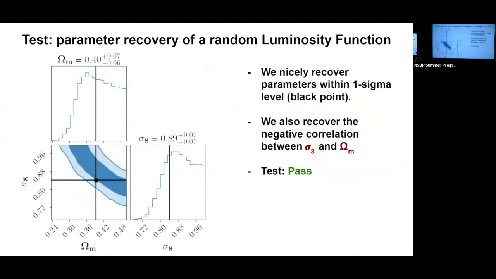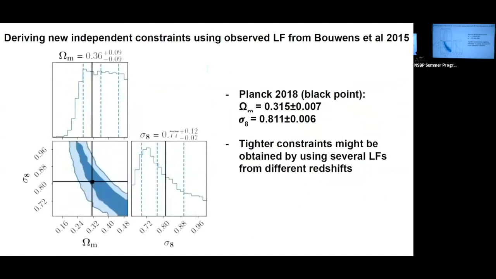So what we did after that is we derived new independent constraints based on our luminosity function, which hasn't been done before. And after that, there is the posterior distribution. We can make this tighter. I'll talk about that later, but what we did was basically we derived new independent constraints using observed luminosity functions. There were luminosity functions that have been observed.